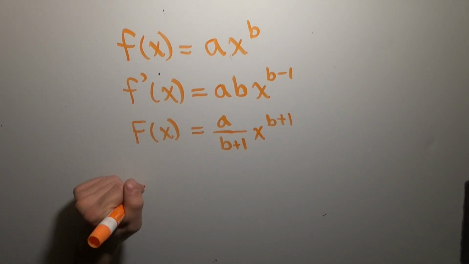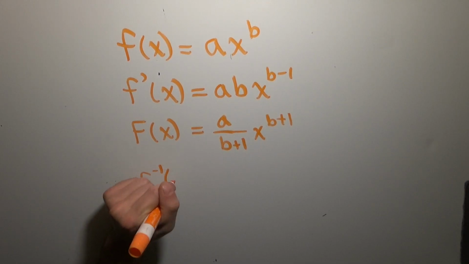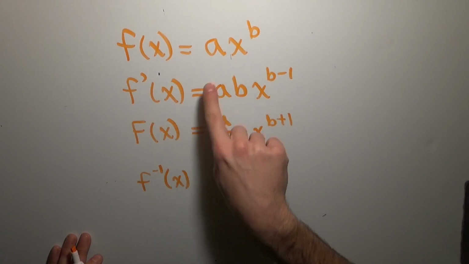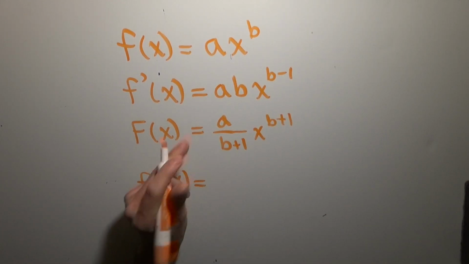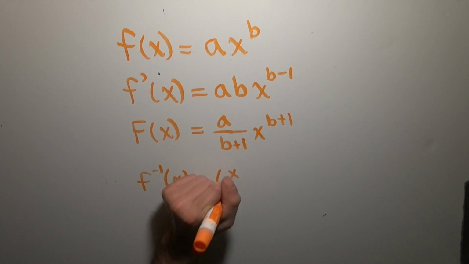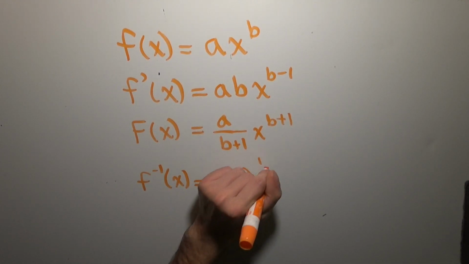And now the inverse is pretty easy too, the inverse of the original function. Say you swap x and y and you solve for y, you're going to have to divide by a and then take the 1 over b power, which means the inverse of anything that looks like this is simply x divided by a to the power of 1 over b.